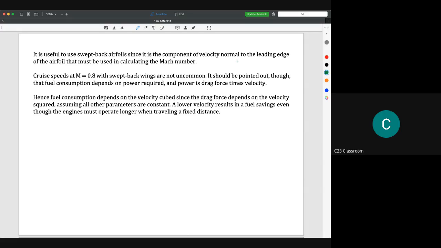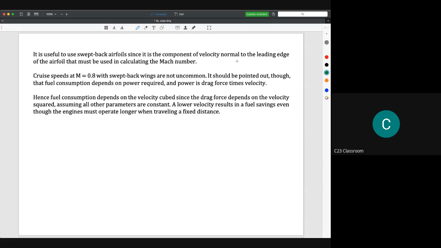Cruise speed at Mach number 0.8 with swept back wings are not uncommon. It should be pointed out, though, the fuel consumption depends on power required, and power is drag force times velocity. Hence, fuel consumption depends on the velocity cubed, since the drag force depends on the velocity squared. Assuming all other parameters are constant, a lower velocity results in a fuel saving, even though the engine must operate longer when traveling a fixed distance.